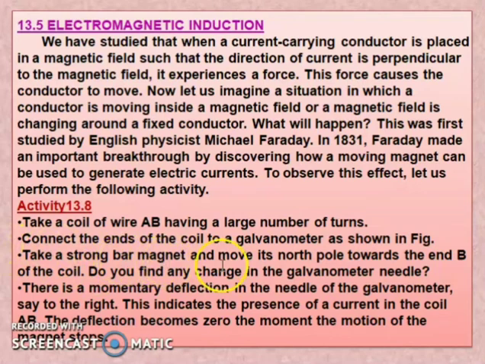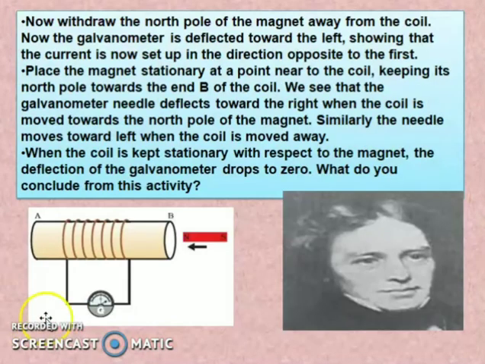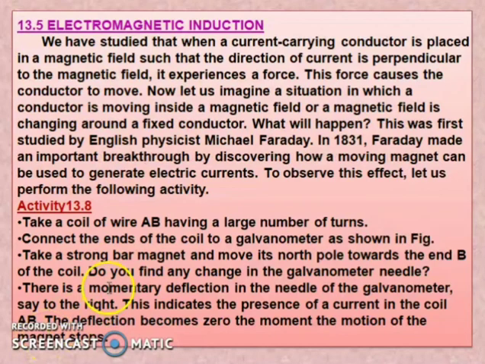Now take a strong bar magnet and move its north pole towards the end B of the coil. Do you find any change in the galvanometer needle? Here we are bringing a bar magnet, and this is a coil with ends A and B. The north pole of the bar magnet is brought towards end B of the coil. What happens? Yes, there is a momentary deflection in the needle of the galvanometer, to the right side.